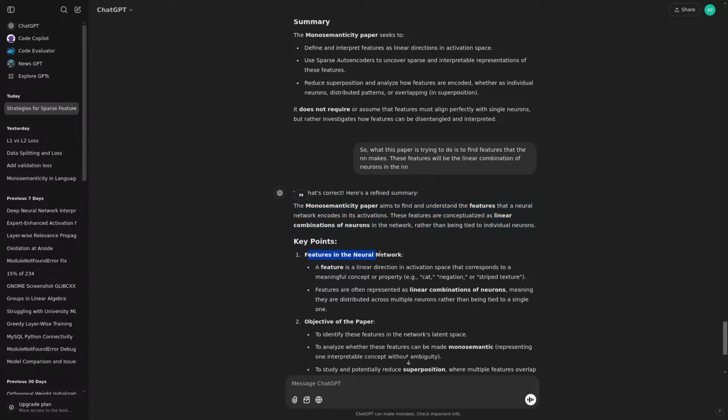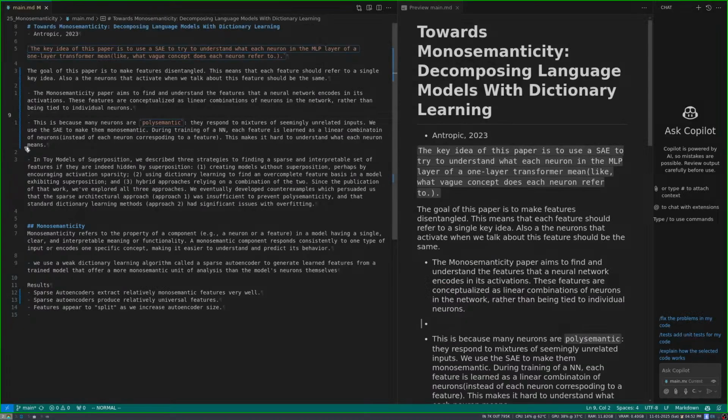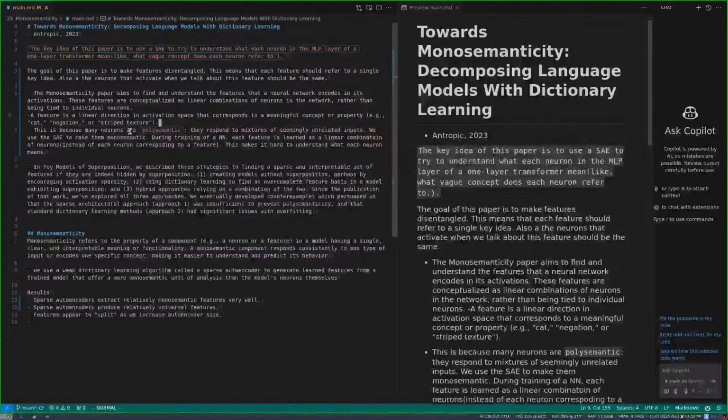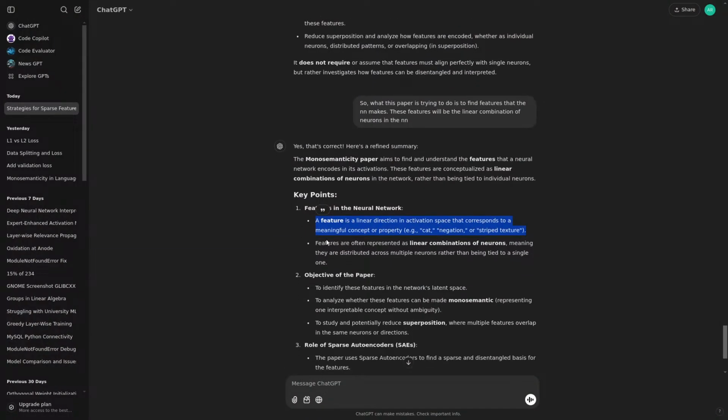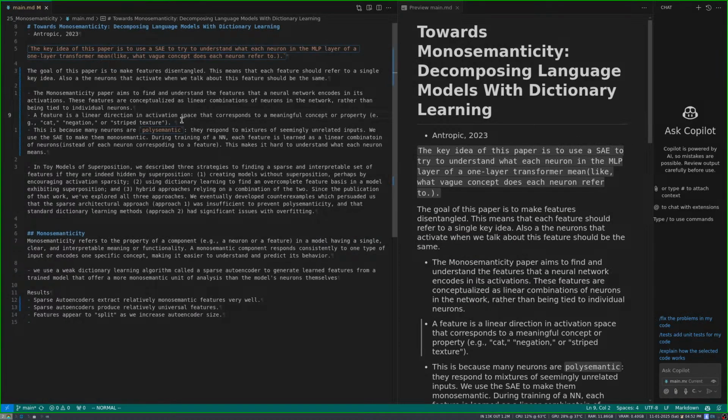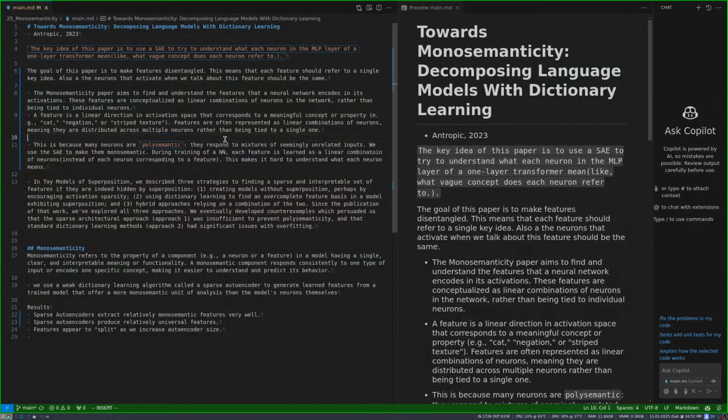Key points. Features in the neural network: cat, negotiation, stripe protector. A feature is a linear direction in the activation space that corresponds to a meaningful concept or property. Features are often represented by linear combinations of neurons. Okay, so that is a new neuron.